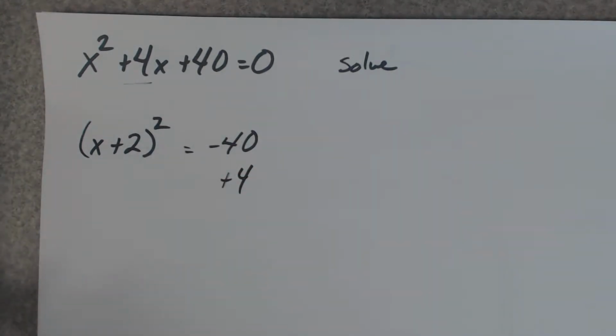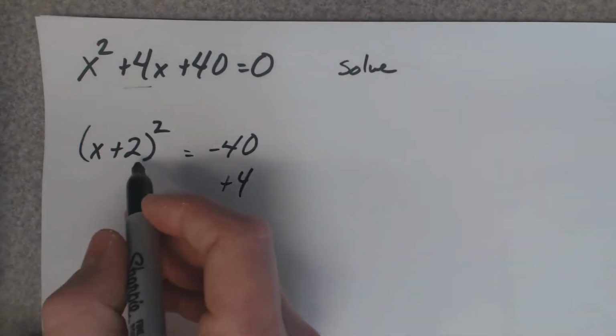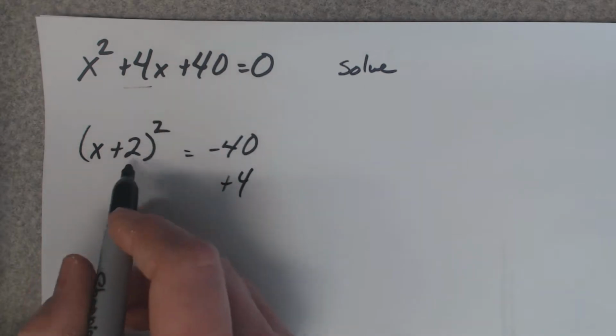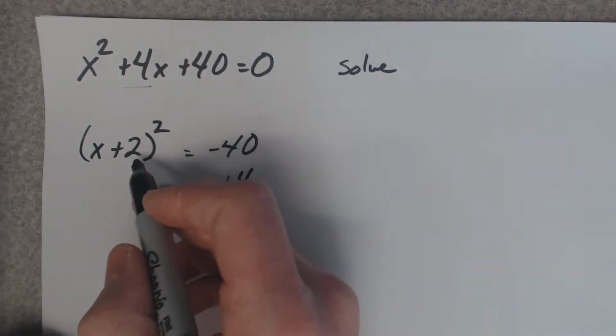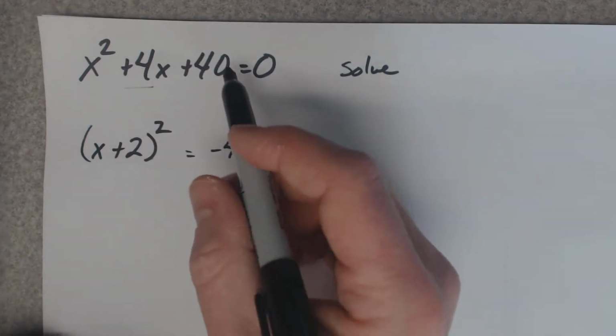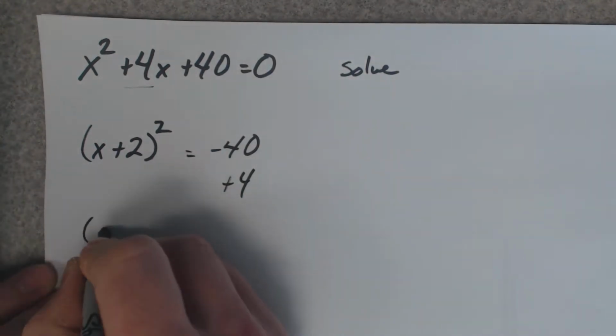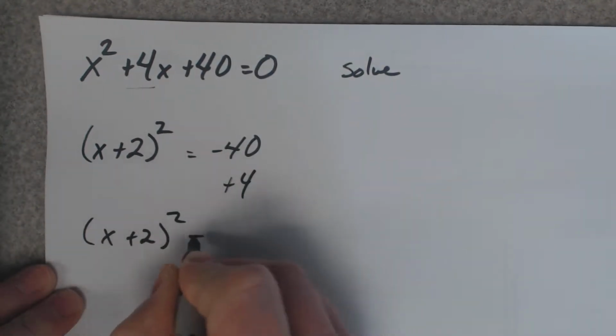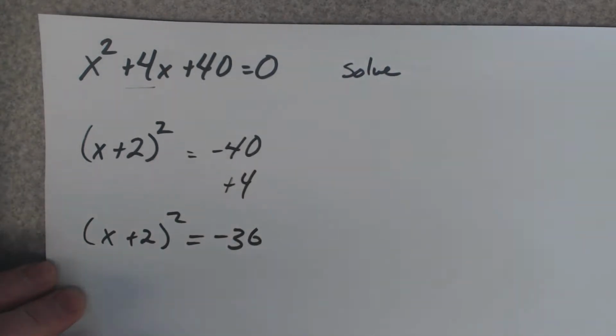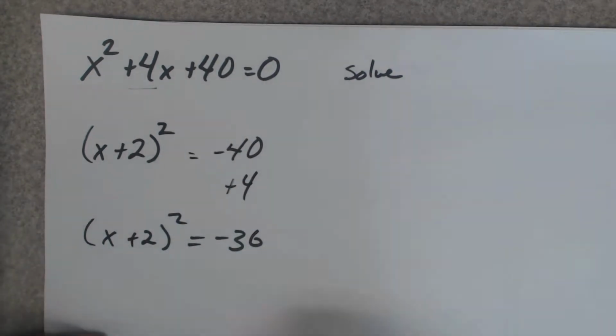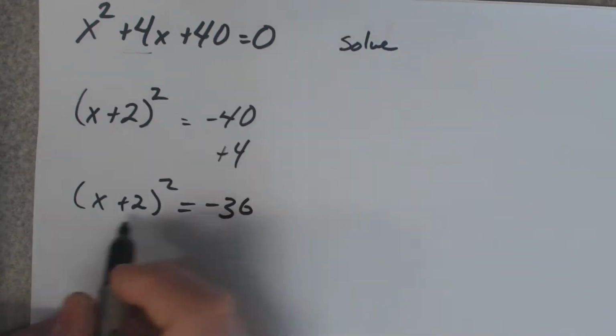When I do that, that's pretty much what I did with the circles. Remember, I took half that number, took half of this, put it there, squared that number, and put it over here. And in this case, I did one more step where I moved the 40 over. And again, you can check out the link on completing the square. So now I've got this.